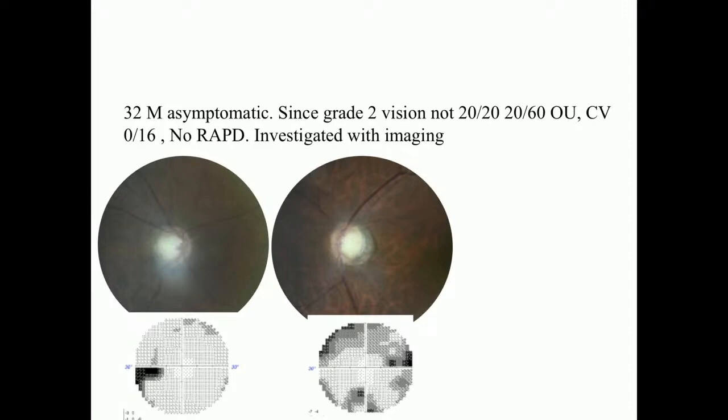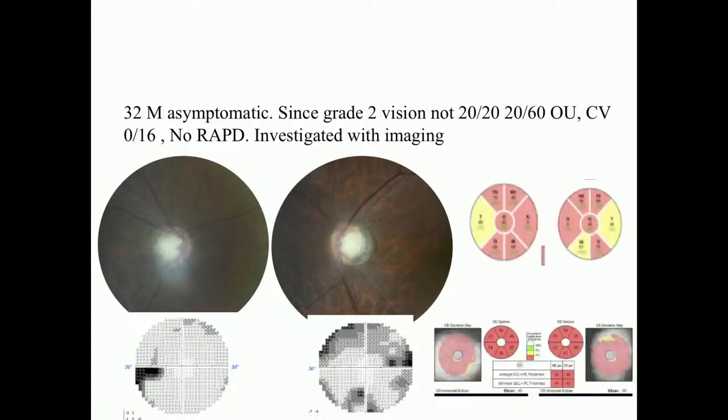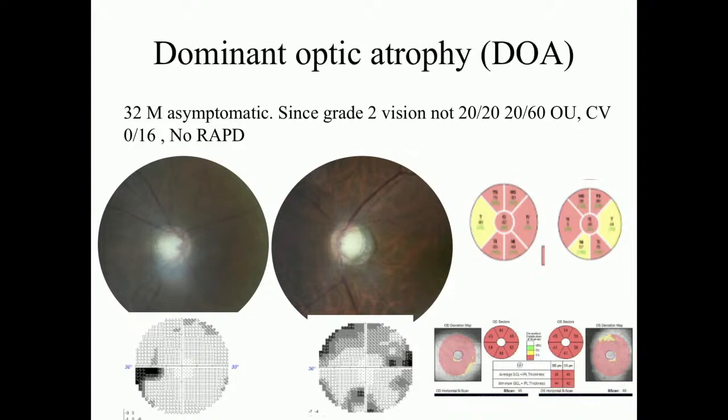So there's a large cup to disc ratio, and there is temporal excavation of these optic nerves with a lot of pallor. There is loss of the RNFL, loss of the GCIPL. This is a typical case of dominant optic atrophy. And this patient tested positive for the OPA1 gene.